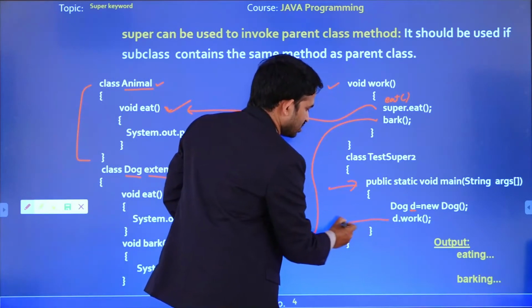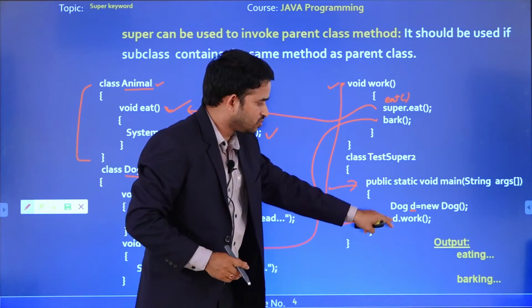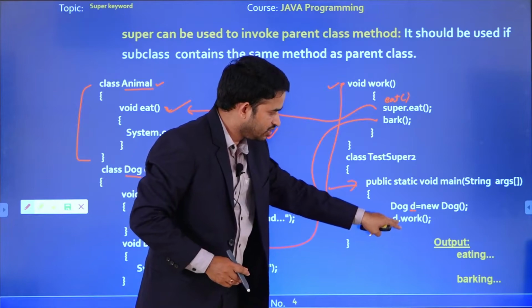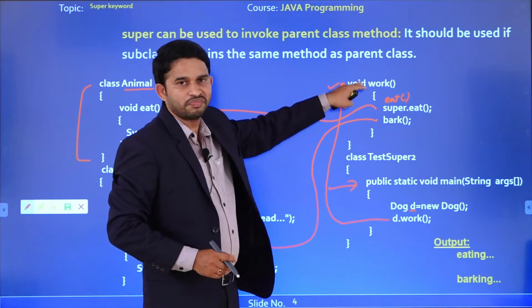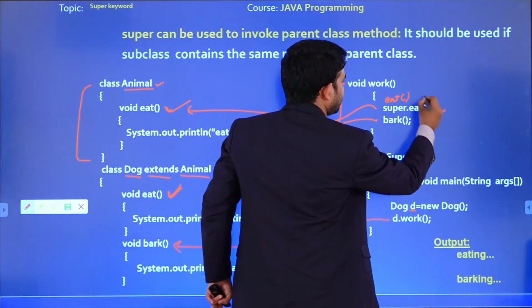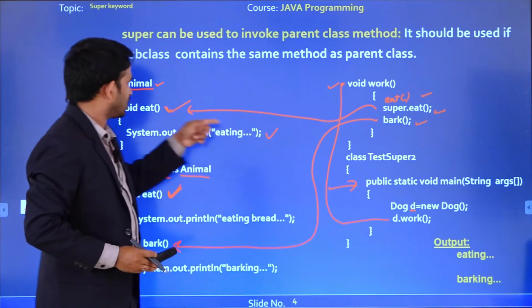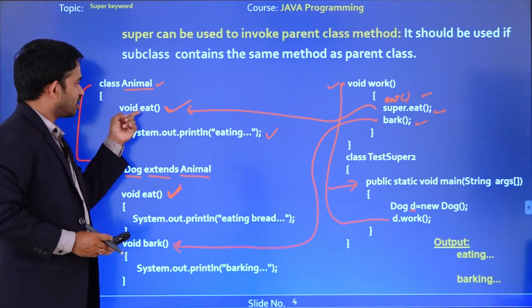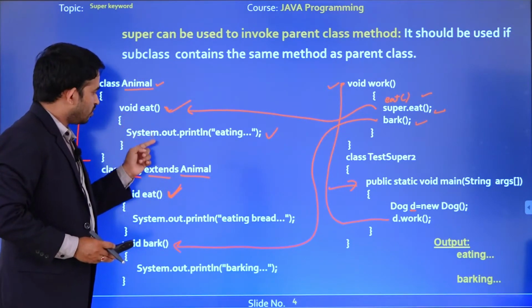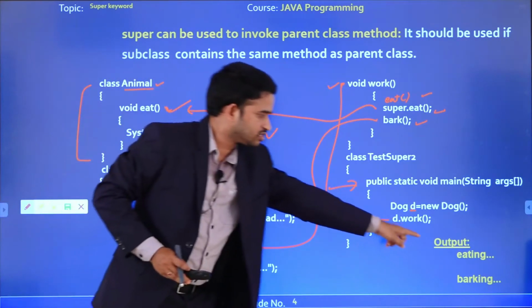So the work method is called. Okay, the compiler comes to the statement d.work(). It calls this work method. Inside the work method, what are we calling here? super.eat, eat or bark, right? So super.eat means the immediate parent class method is called. What is the parent class method here? Eat. So what is the statement inside? System.out.println eating. So eating is displayed.